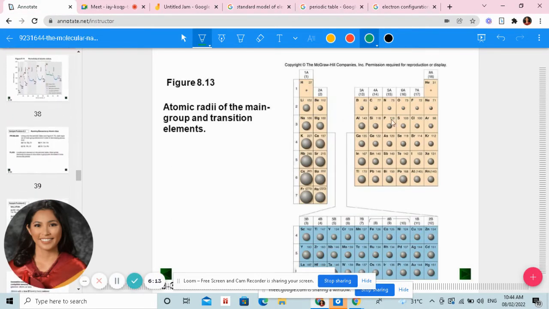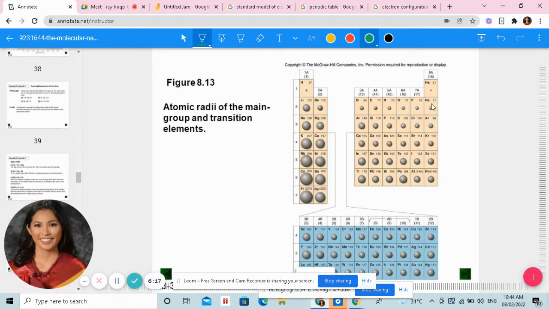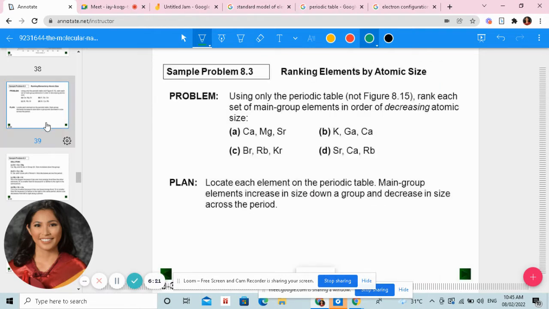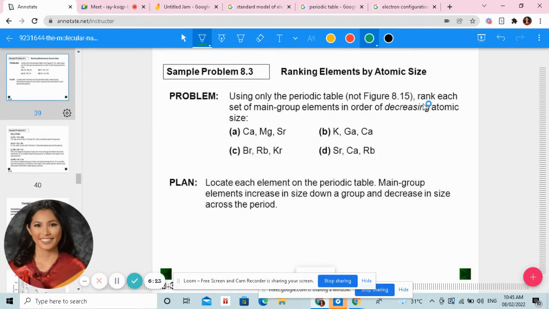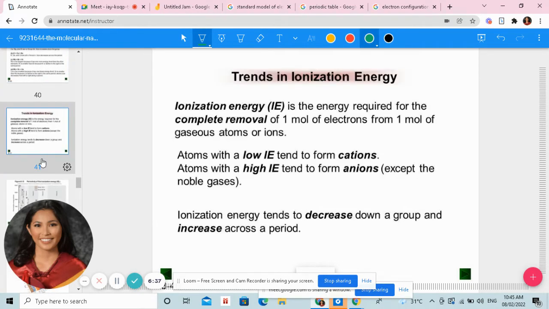Okay, take a look at this one. You can see the size trend directly. Neon is smaller than lithium. Alright, so using the periodic table, rank each set of groups in decreasing atomic size. Let's rank letter B. Actually, no need, you already know this, you can practice. Okay, we have that one.